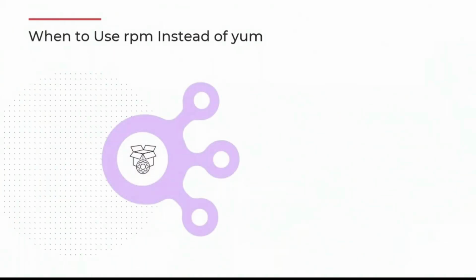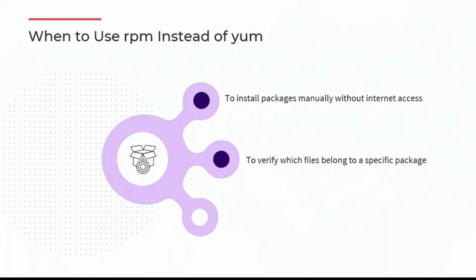Now, the question is, when should you use RPM instead of Yum? Most of the time, you'll use Yum for package management. It's just easier and safer. But RPM can still be helpful in some instances. When you're working on systems without internet access and need to install .rpm files manually. Additionally, when you want to verify whether certain files belong to a package, you can use RPM. And RPM can be used when doing deep troubleshooting.